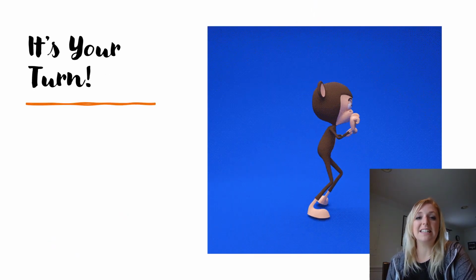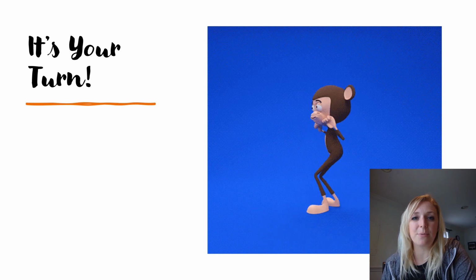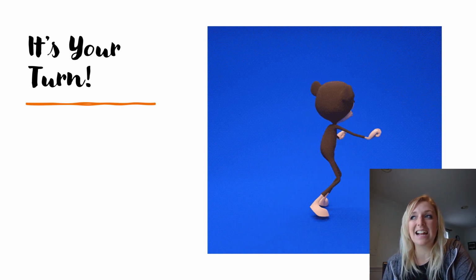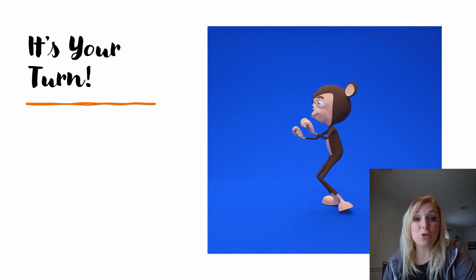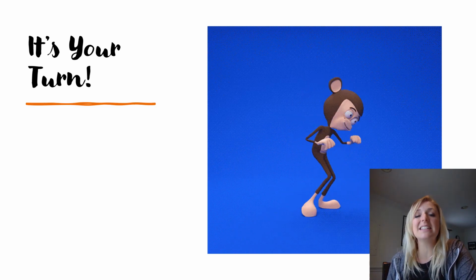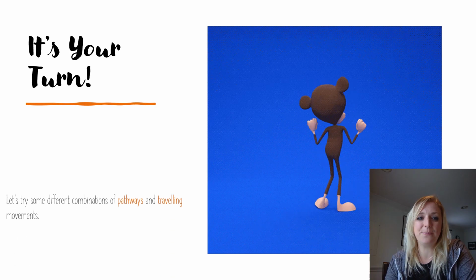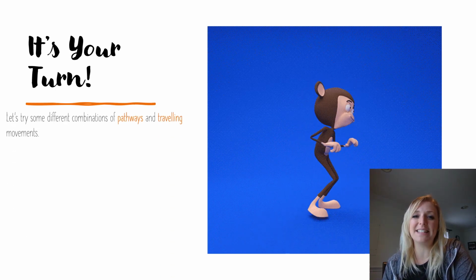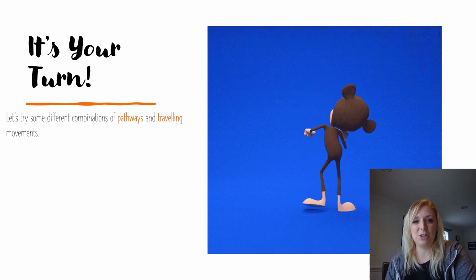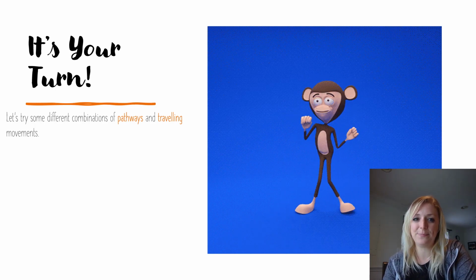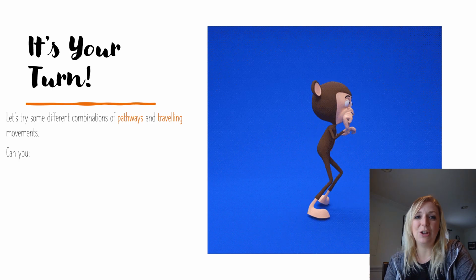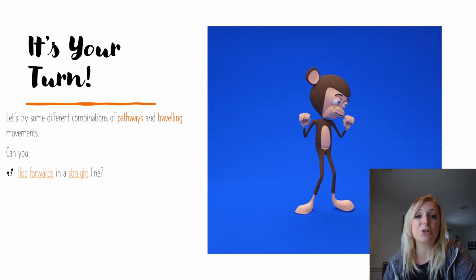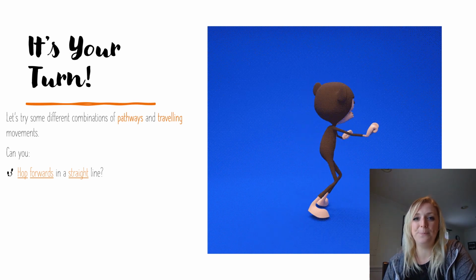So we've got different ways we can travel, pathways. We can use straight lines, curved lines, diagonal, zigzag lines, and we can travel in many different ways. Now it's your turn. Let's try some different combinations of pathways and travelling movements. Make sure you've got plenty of space. Can you hop forwards in a straight line? Off you go.